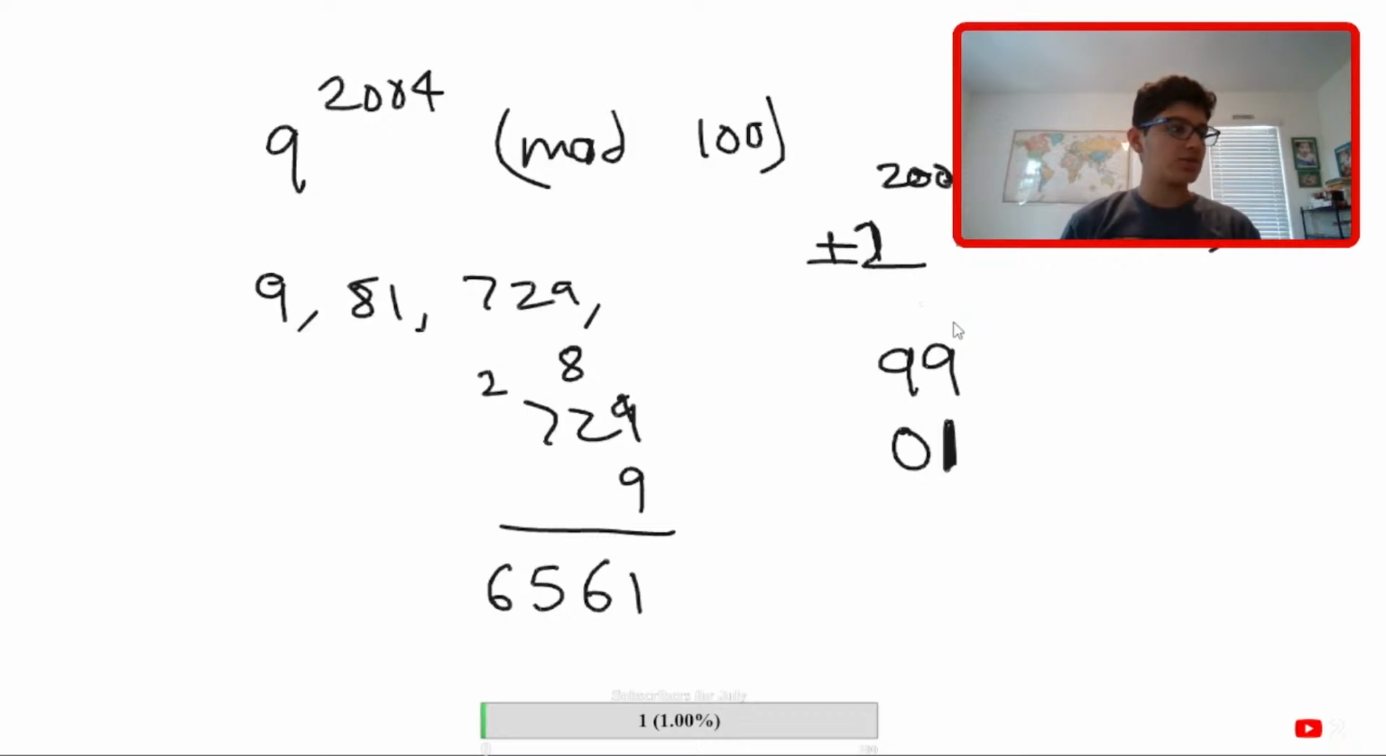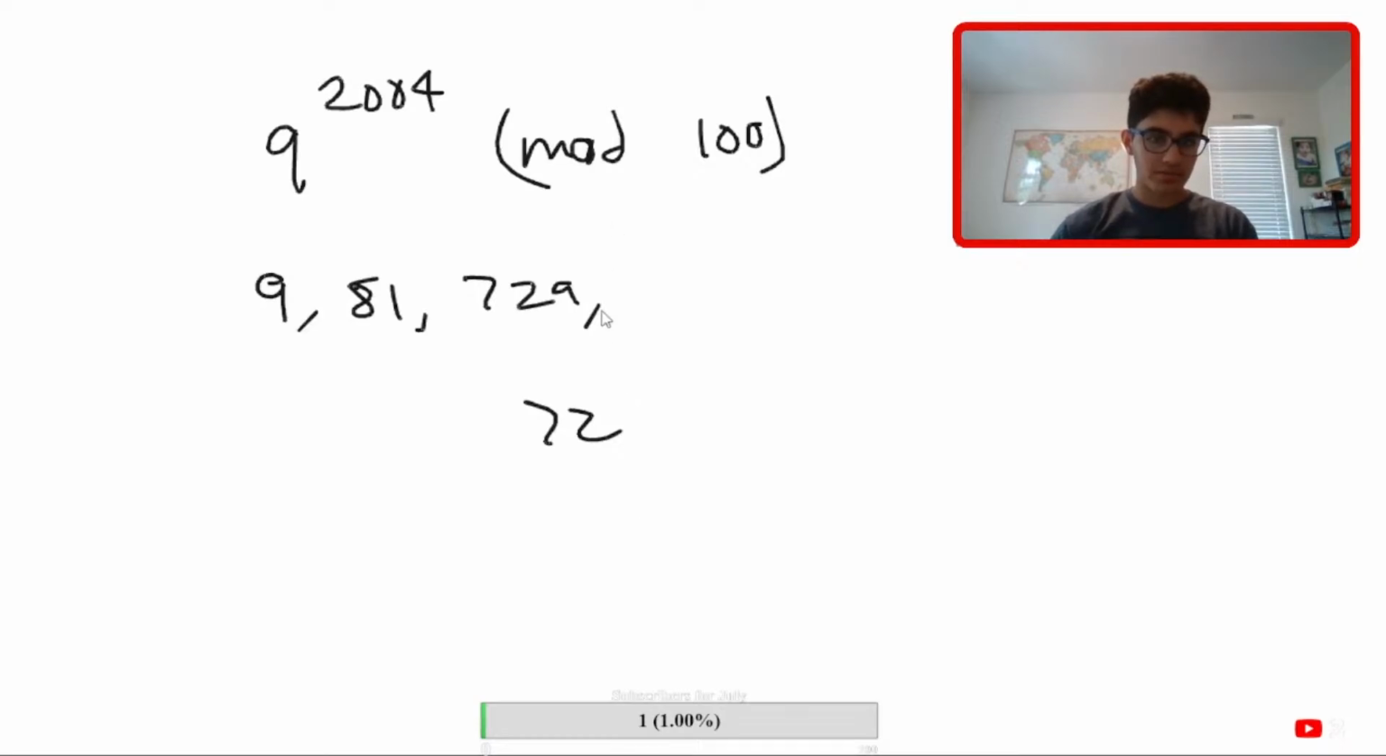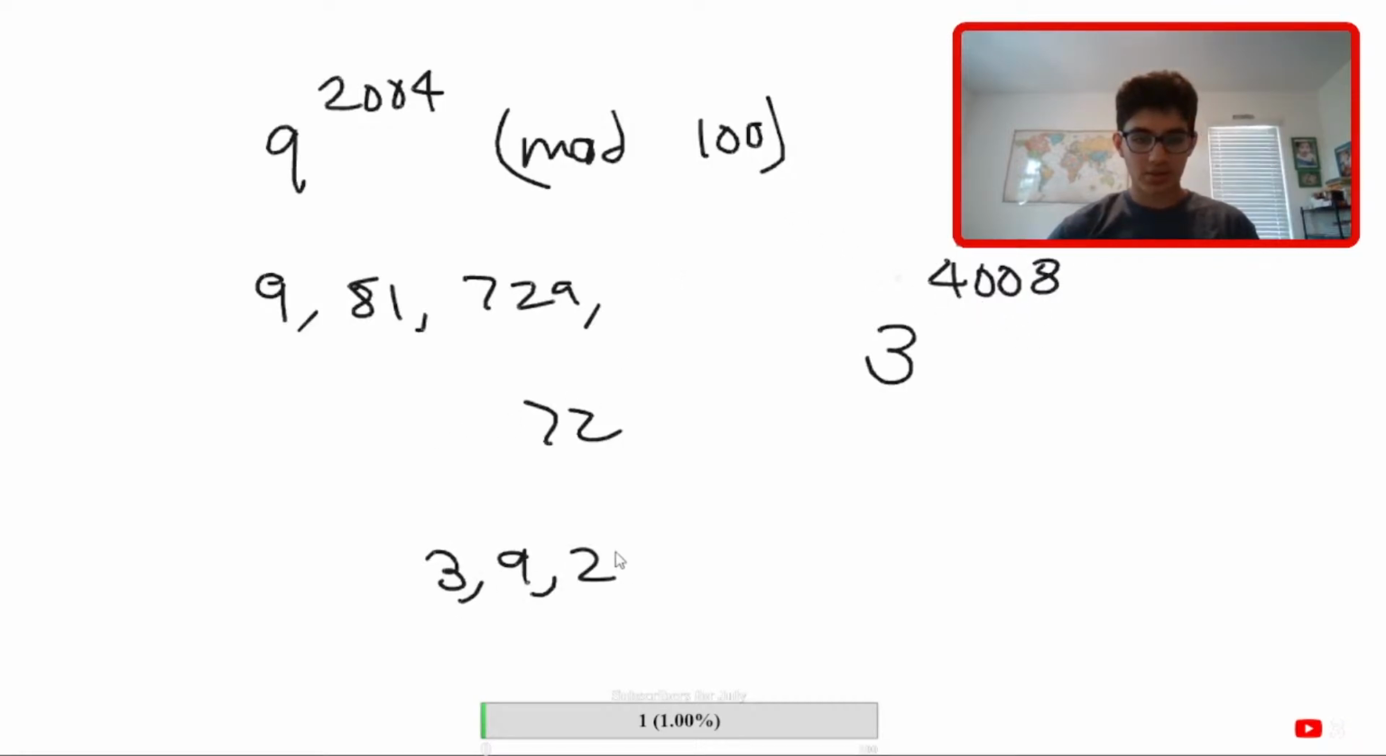But maybe we can use 3. Actually, this could be pretty useful because 9 is 3 squared, obviously. So let's delete all this stuff for now. We can write this as 3 to the 4008. Let's see if there's anything special we can do with 3. So 3, 9, 27, 81, 243, not helpful. 729.